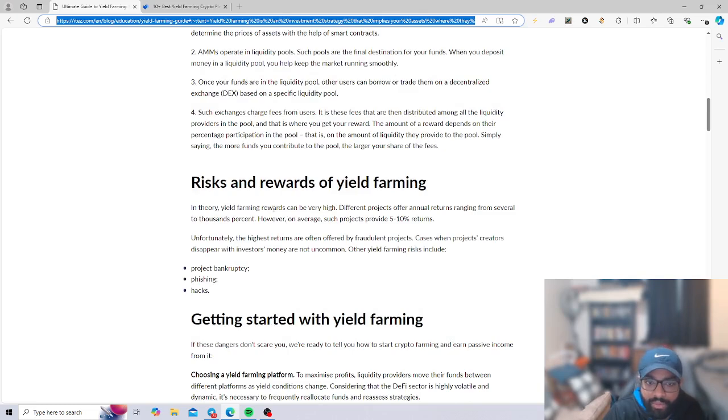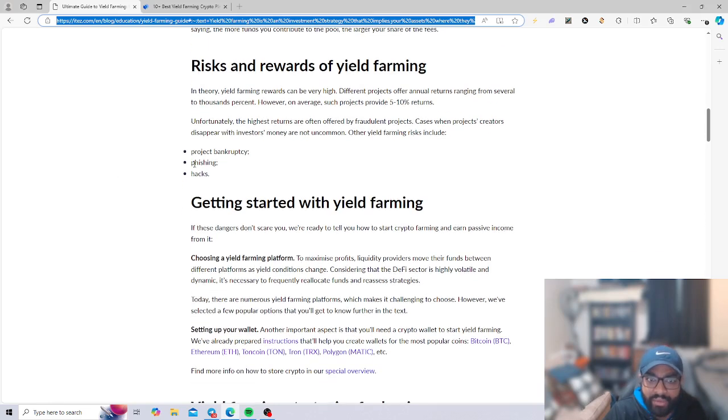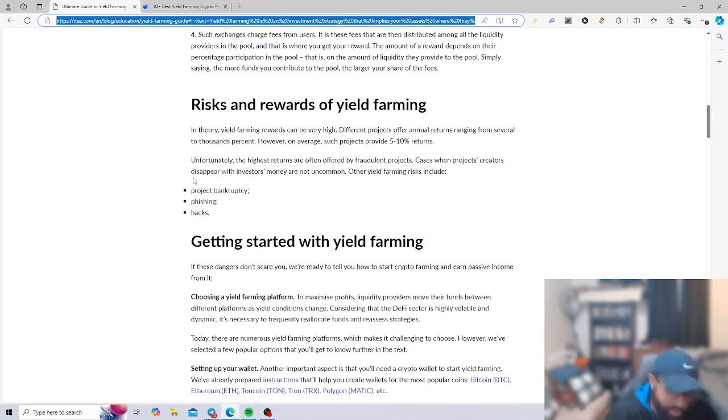In theory, yield farming rewards can be very high. Different projects offer annual returns ranging from several percent to 1,000%. However, on average, such projects provide 5 to 10% returns. Unfortunately, the highest returns often come from fraudulent projects. Cases when creators disappear with investors' money are not uncommon. Risks involved: bankruptcy, phishing, hacks. So it's very important to be aware of those different risks.